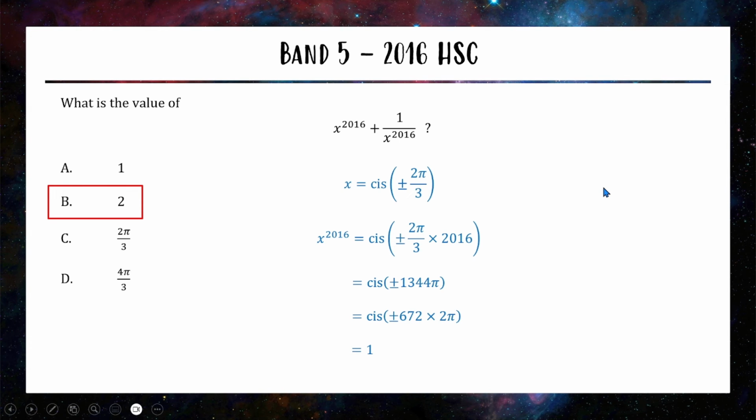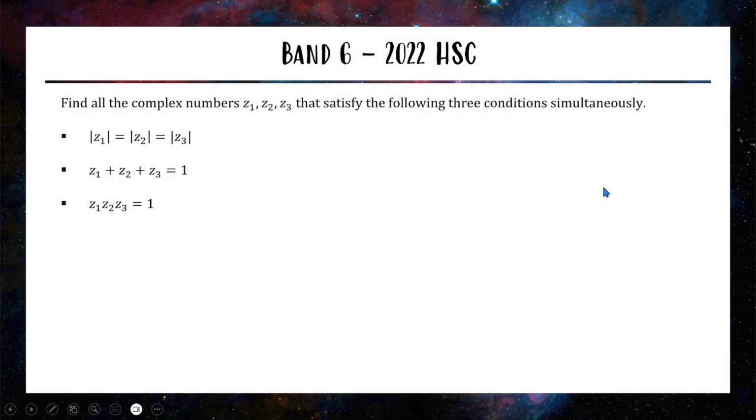Okay, finishing off, trying to land this plane with a band 6 question from 2022. This is a full-blown E4. I'm pretty sure this was the last question in the 2022 exam. We're trying to find three numbers, Z1, Z2, Z3, that satisfy: they all have the same argument, they add to give 1, and they multiply to give 1.